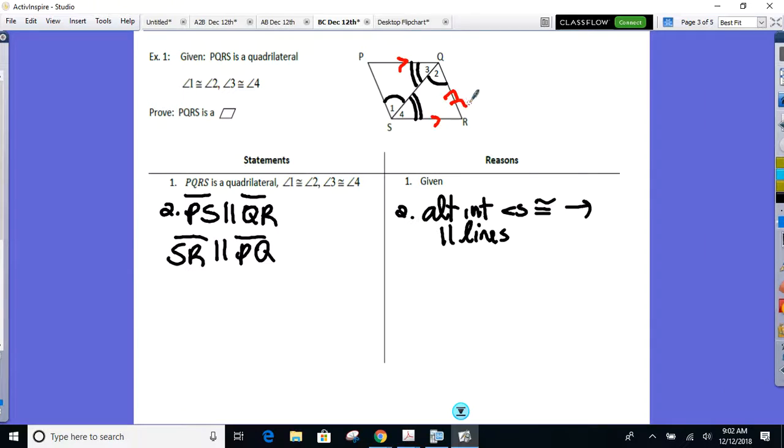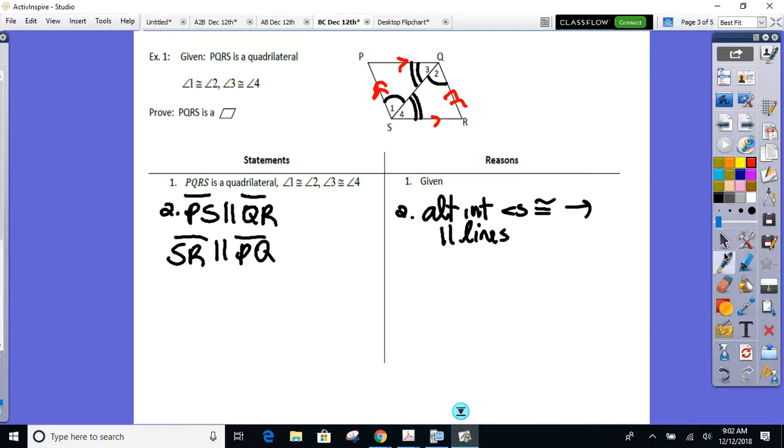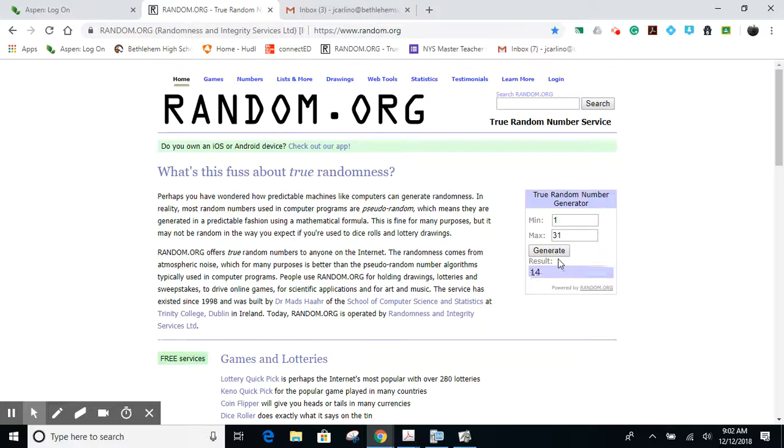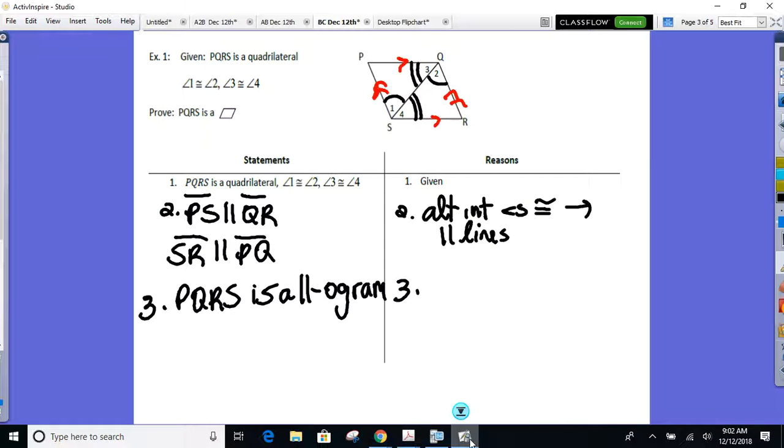Everyone good so far? No issues? Do I have a parallelogram? Yeah, I have a parallelogram. So step 3. PQRS, I appreciate it if you don't use that little box. I allow you to shorthand parallelogram, I don't have you write it out. Reason why it's a parallelogram? Opposite sides parallel imply a parallelogram, the reverse of what we've been writing the last 2 days.